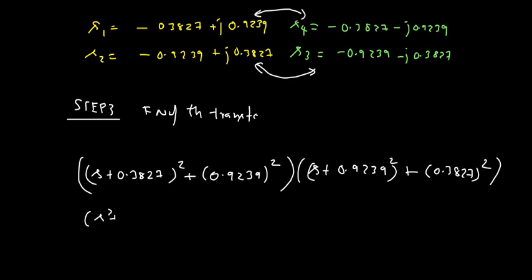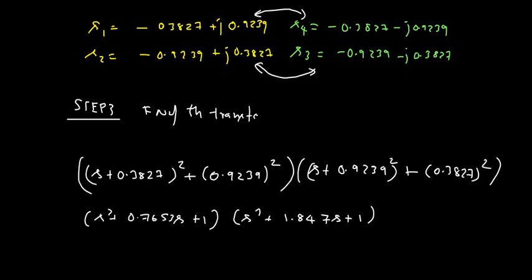S square plus 0.7653 S plus 1 and S square plus 1.847 S plus 1. Okay, I have got the denominator function.